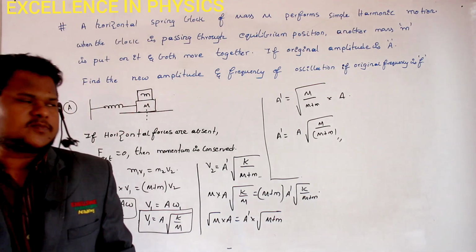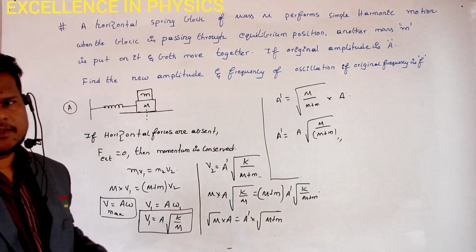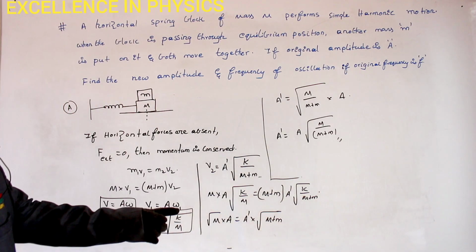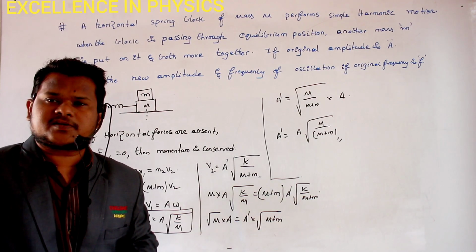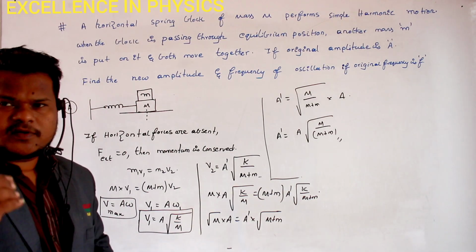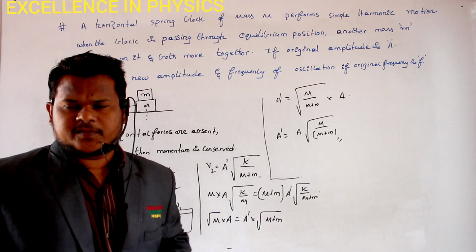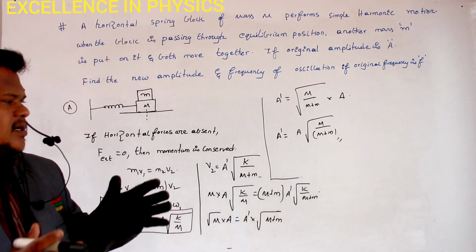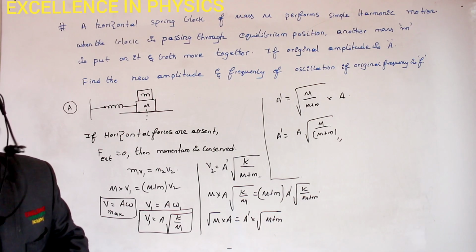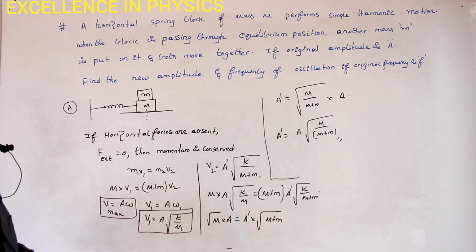When a body of mass small m is placed on this capital M. So based on which concept have we done this problem? We have done this problem based on the law of conservation of momentum. If external forces acting in the direction of motion of the body are absent, then the total momentum always remains constant. Clear? Make a note of this.